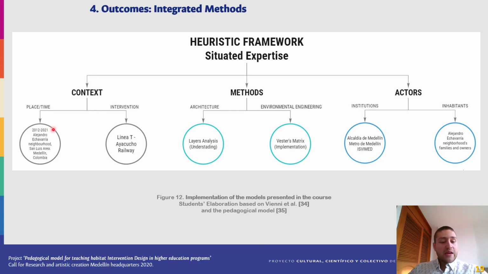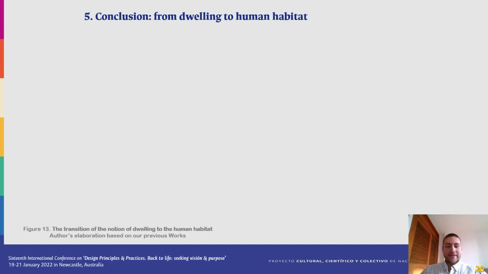So they locate or situate the project in place and time. Also, they delimited the project itself, the project of intervention, and here they have the used methods in architecture, layer analysis for the understanding of the problem, and then the Besser's matrix, that is for the solution implementation of the problem of the case study. And then we have the delimitation of the institutional and native actors. So let's move on to our conclusions.